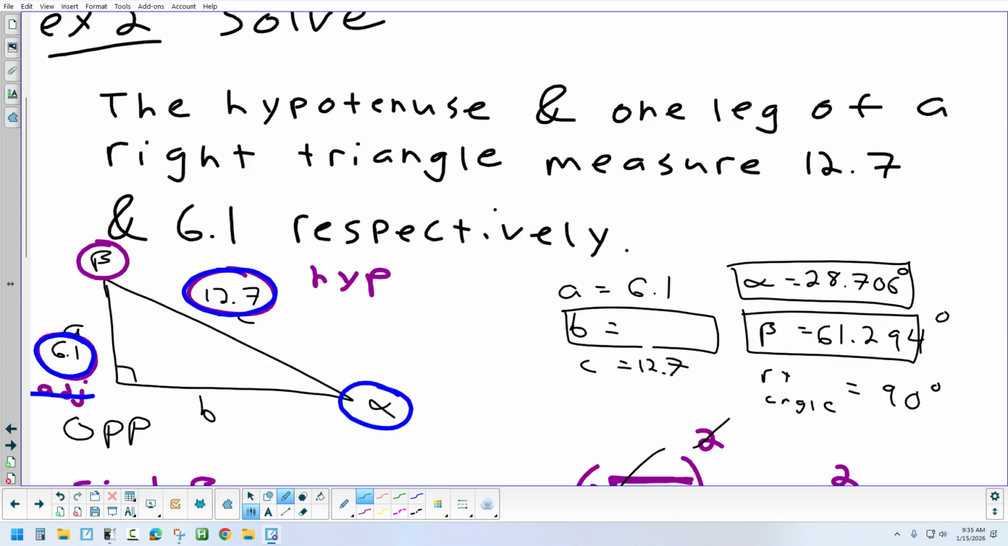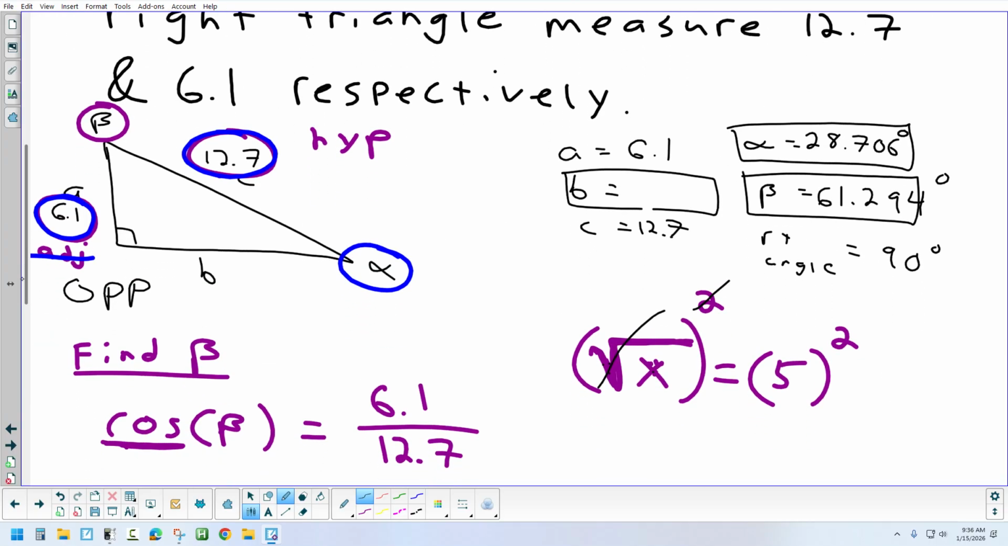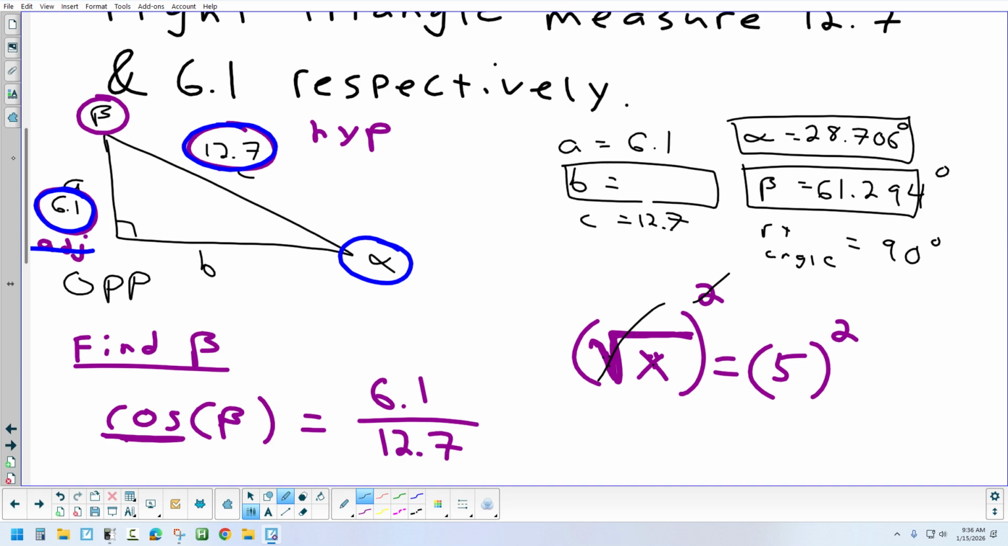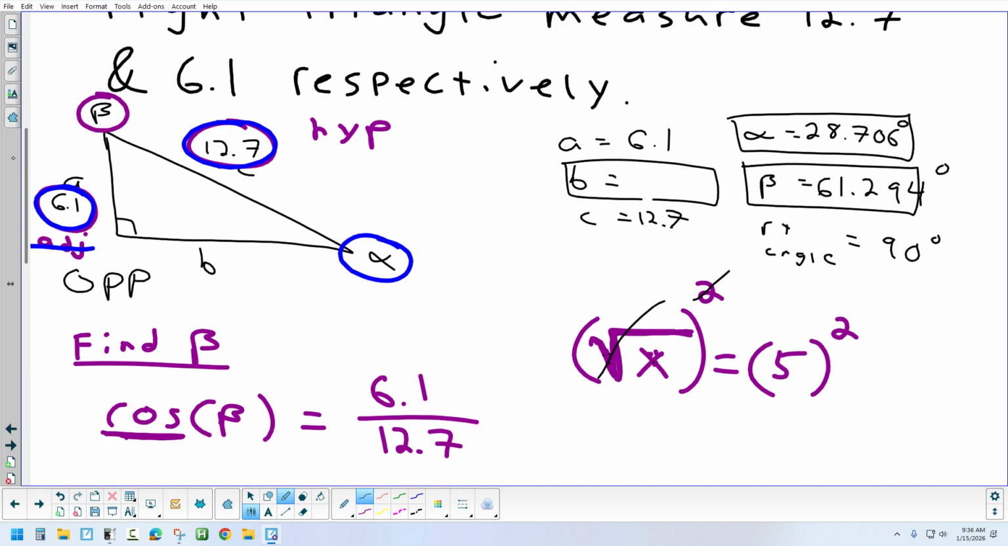Okay, what do we still have to find? There's one more thing. B. How am I going to find B without using any of the work we just did? Because if that work is wrong, I don't want to use it. Right, I can use Pythagorean theorem because everything I'm going to fill in was given. So to find B, we're going to do 6.1 squared plus B squared equals 12.7 squared.